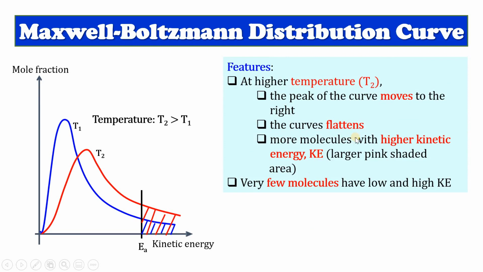At higher temperature, T2, the peak of the curve moves to the right. The curve flattens, and there are more molecules with higher kinetic energy, giving a larger shaded area, and very few molecules have low and high kinetic energy.